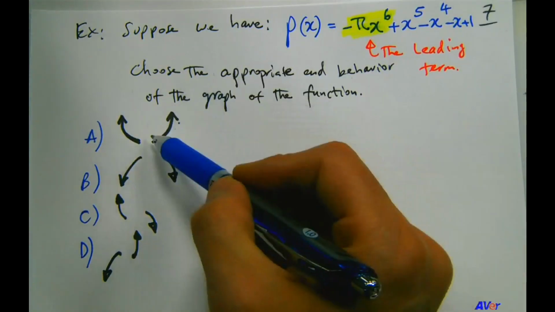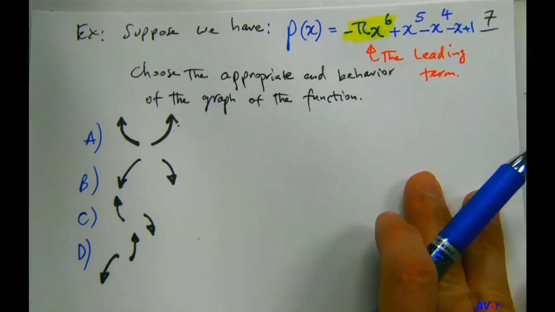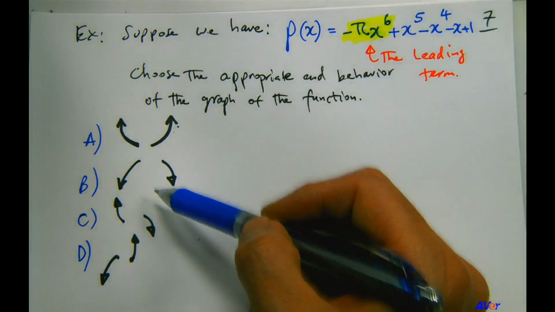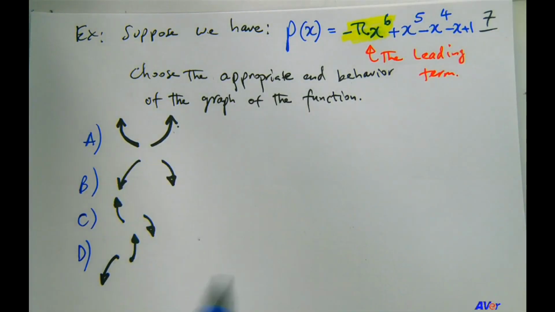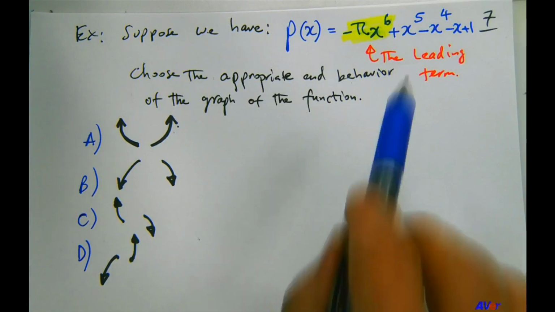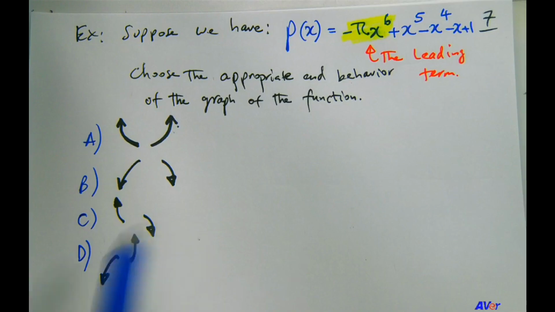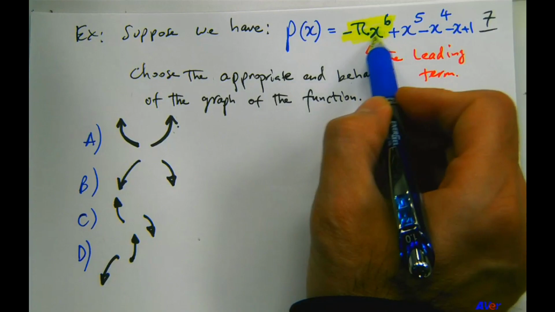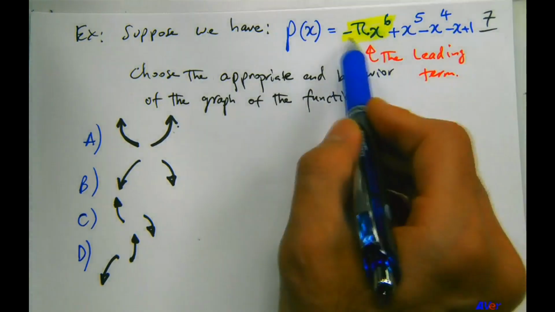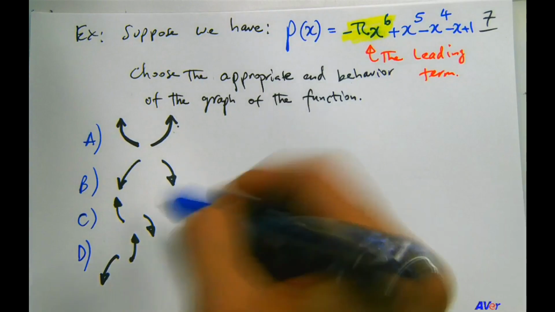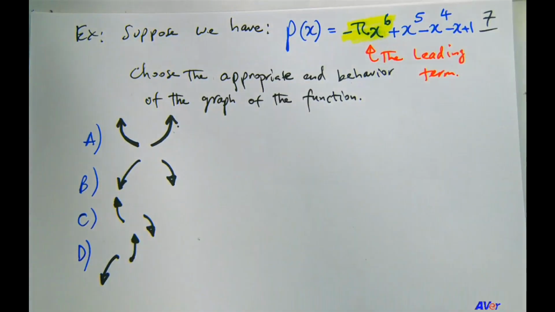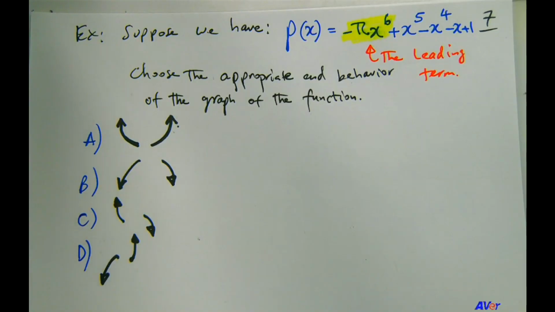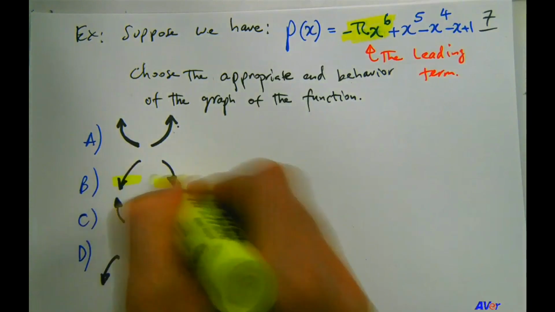Is it A or B? Well, if you said B, you're absolutely correct. Because in this case, the coefficient of the leading term is negative. So it's flipped upside down, so it would be this one. It would have to be this behavior.